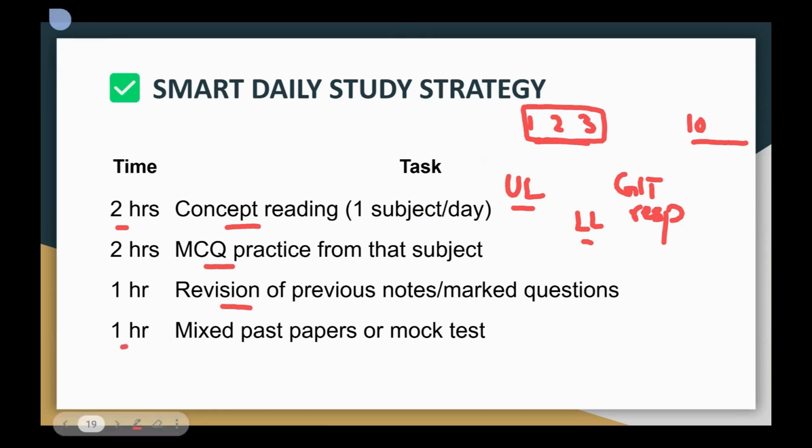Then you can also give 1 hour for past papers, or you can give it to mock tests, and try to divide it into different sections. Do some part in the morning and some part in the evening, and take some breaks in between, whatever technique is good for you.